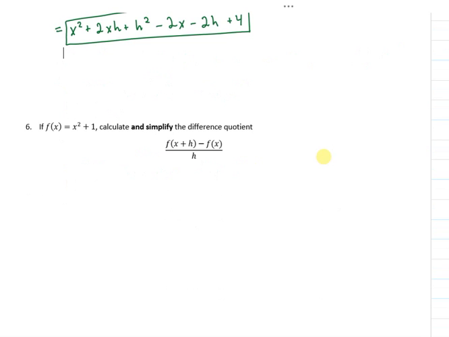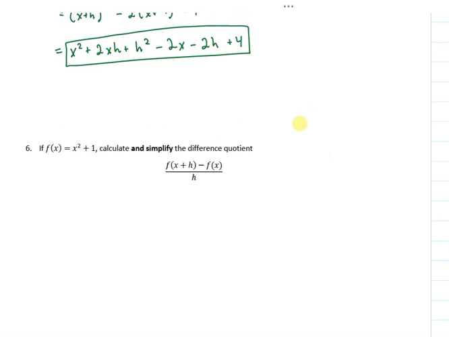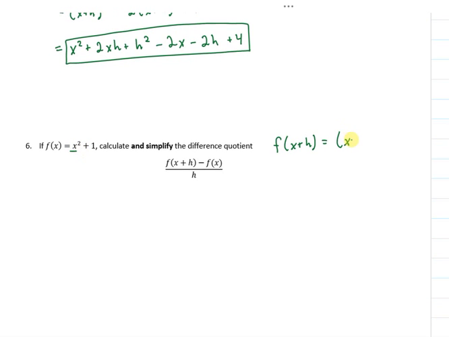All right. Number 6, difference quotient. Okay, f of x plus h is the hardest part to put in, so I'm going to calculate that separately. Here's my f. I get x plus h squared plus 1. That is x squared plus 2xh plus h squared plus 1.